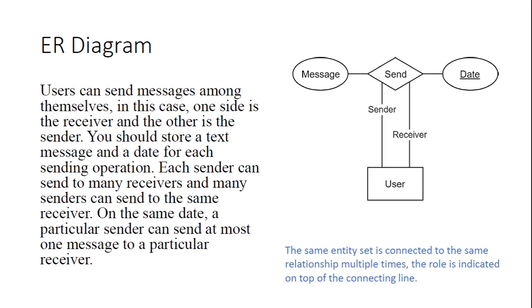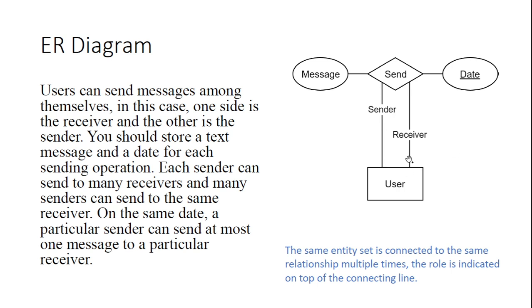Coming back to here, we are sending and receiving messages among users. We store the message as an attribute. We also store the date for this send operation. In this case, we said that on the same date, one sender can send at most one message to a particular receiver. For example, Ali is sending a message to Ayşe, and if it is today, then Ali cannot send another message to Ayşe on this date, but maybe tomorrow he can send.